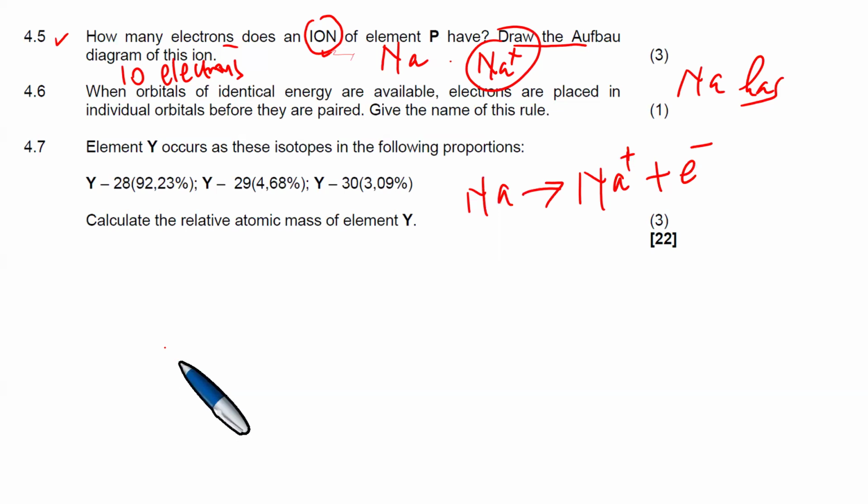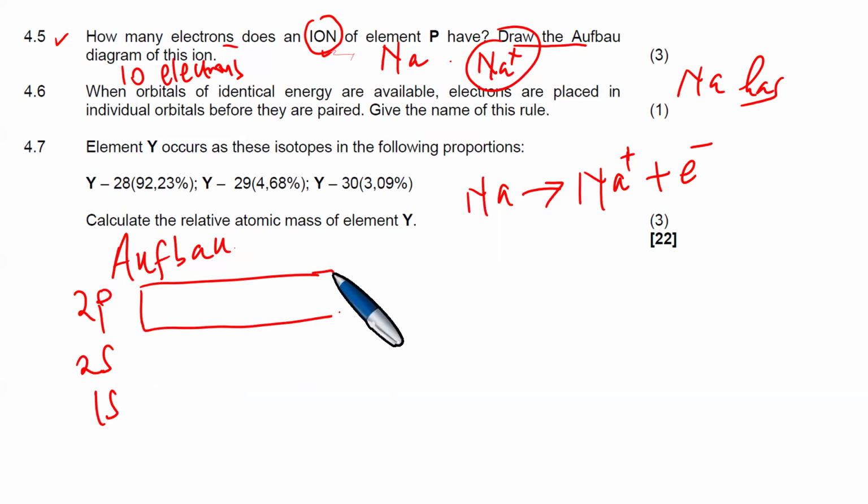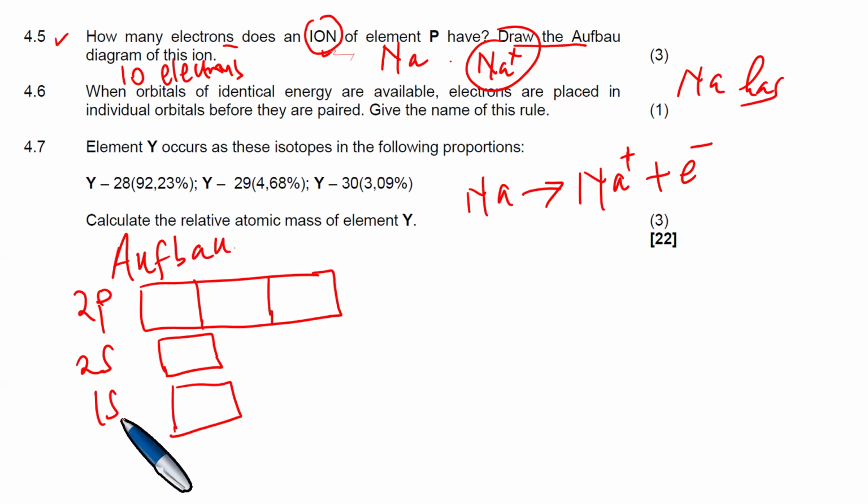Let us discuss what we call the Aufbau diagram. We're going to have 2p, 2s, and 1s. The 2p has 3 cells like that. And this one is a single block, a single cell. And this one also has a single cell for the 1s.